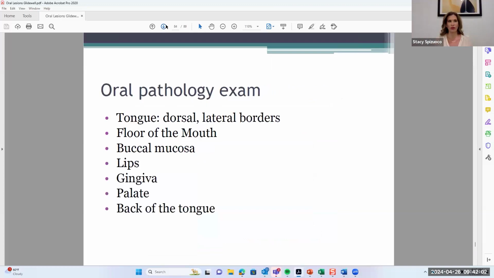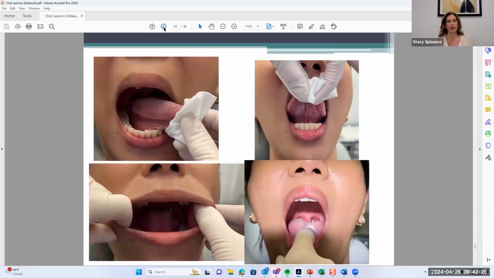So knowing all of these things now, we want to use our tools here. We want to know how to do our oral pathology exam. We want to examine these parts of the mouth in particular. We want to look at the tongue, the dorsal and lateral borders, the floor of the mouth, the buccal mucosa, the lips and cheeks, the gums, the gingiva, the palate, and also the back of the tongue. This is an example of how to do your exam.